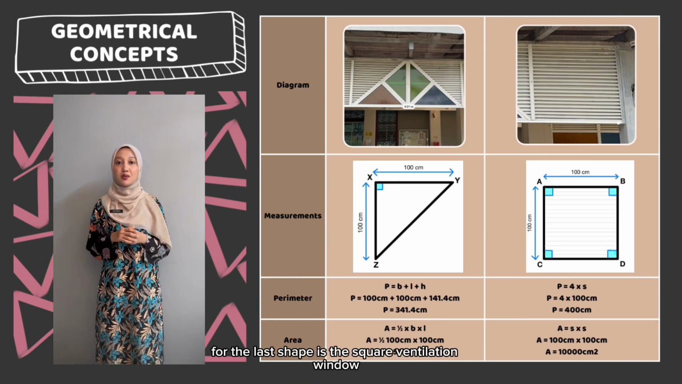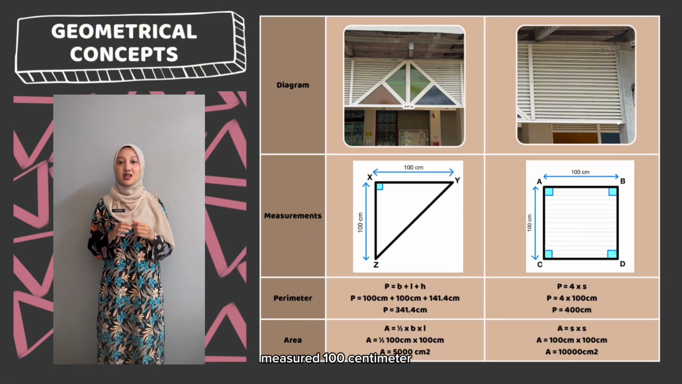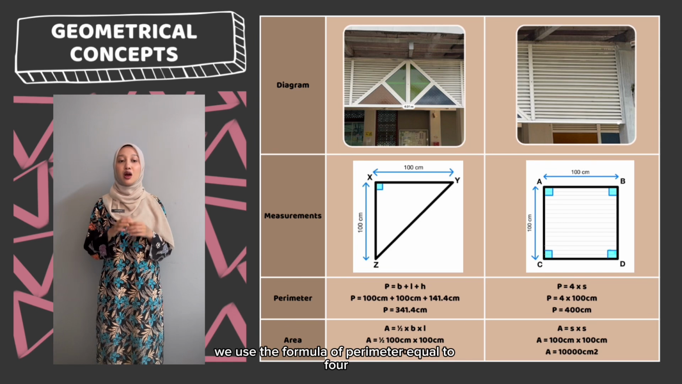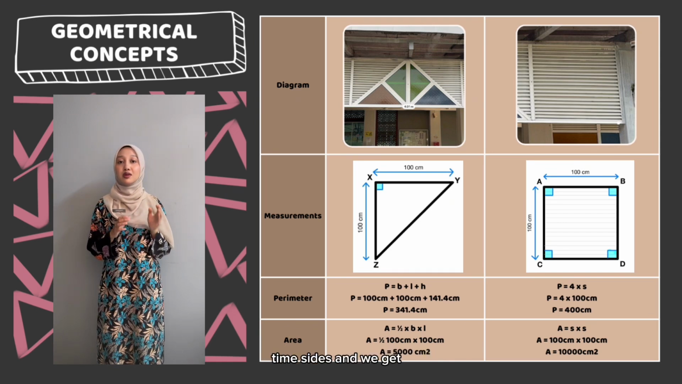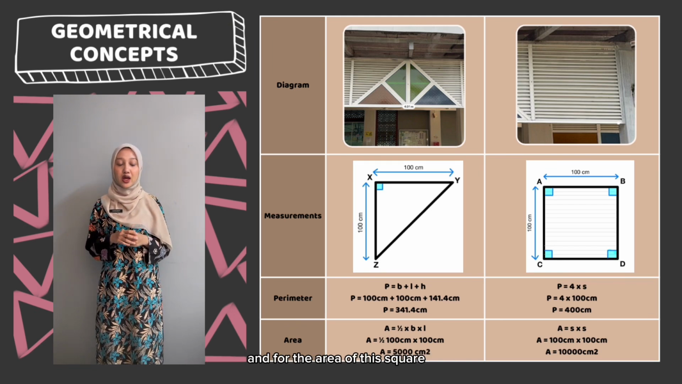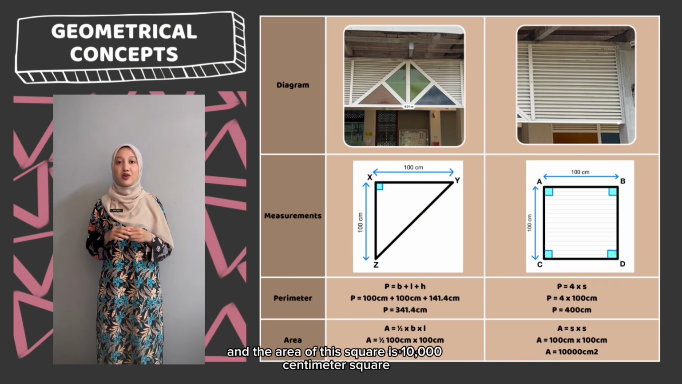For the last shape is the square ventilation window. For the measurement of this shape, we get that each side of this square measured 100 cm. For the perimeter of this square, we use the formula of perimeter equal to 4 times sides, and we get the value of the perimeter is 400 cm. And for the area of this square, we use the formula of area equal to side multiplied by side, and the area of this square is 10,000 cm square.